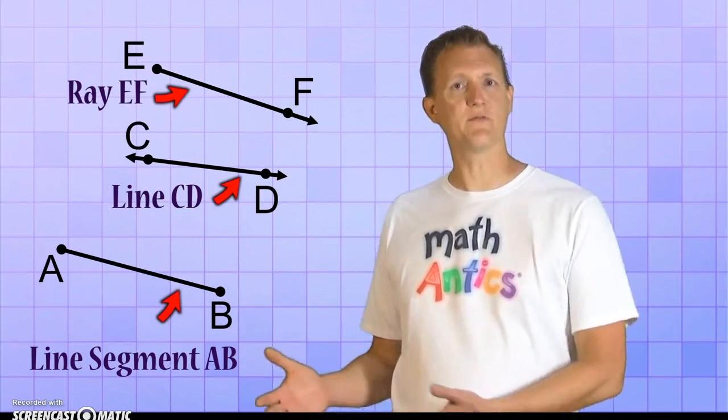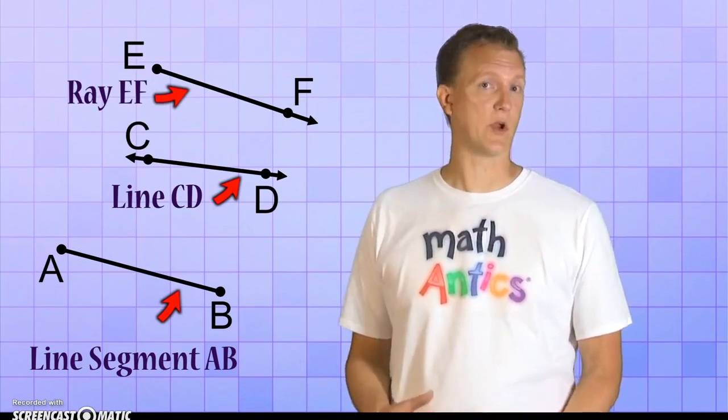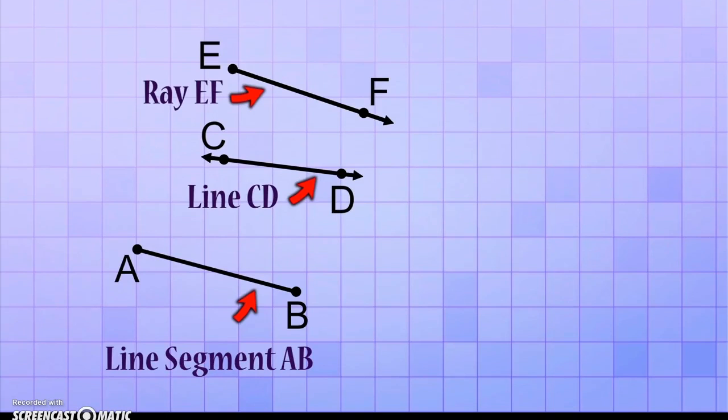In geometry, each of these three types of lines has a shorthand way of writing it. Instead of writing line segment AB, you can just write AB with a line over the top.